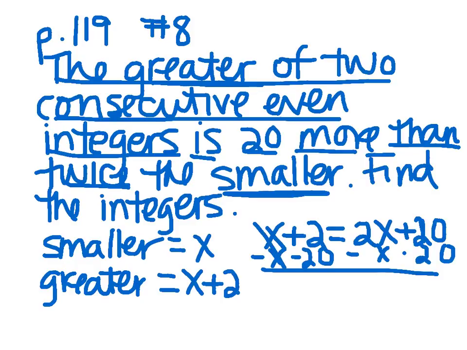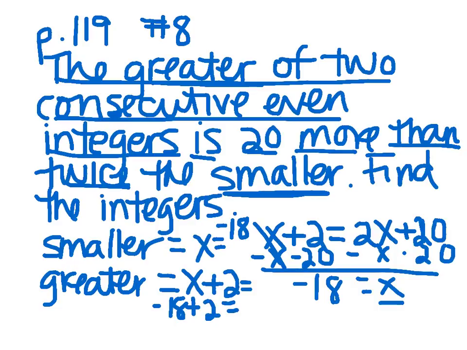And come to find out, this is negative 18 is equal to x. Now be careful here. We have said we were going to solve for x. When I find x, we said that x was going to be the smaller. That makes it negative 18. What number is 2 more than negative 18? Negative 18 plus 2 is negative 16. Don't be fooled, it's not negative 20.